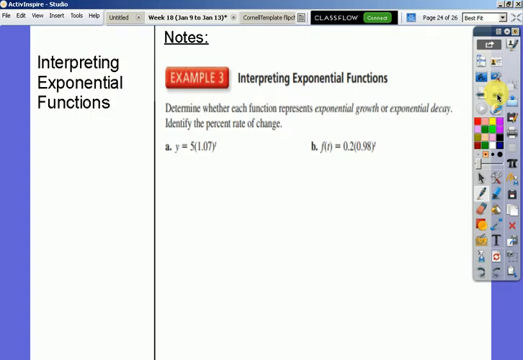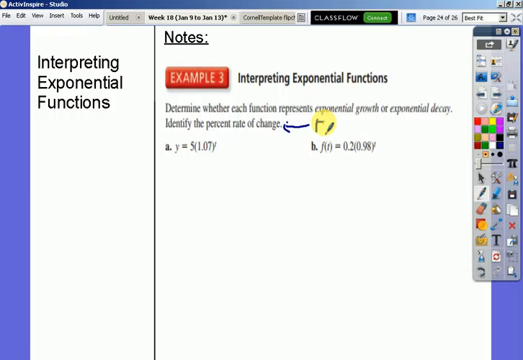All right, our last example, we'll finish with this. It says determine whether each function represents exponential growth or exponential decay. Identify the percent rate of change. That percent rate of change is the R value. So in other words, what is my R value? So for A, it says y equals 5 times the quantity 1.07 to the t.